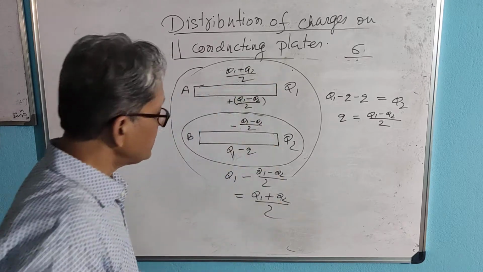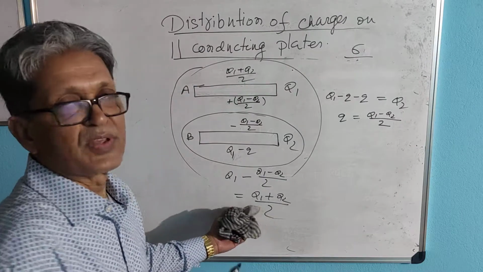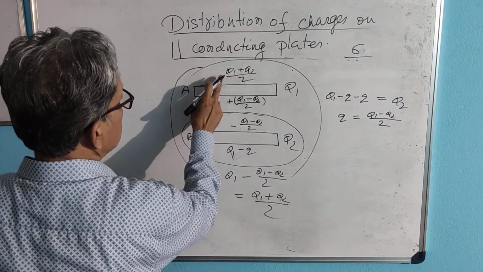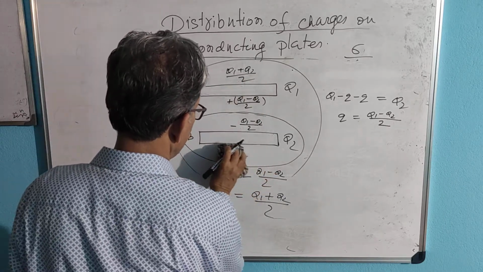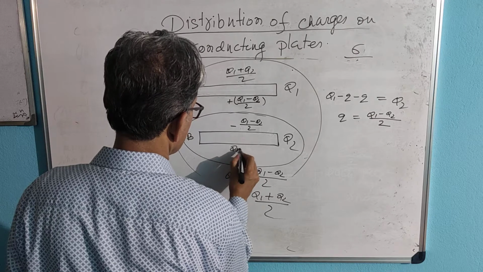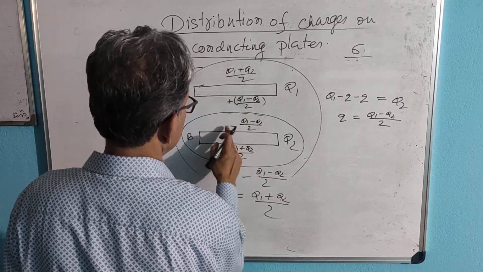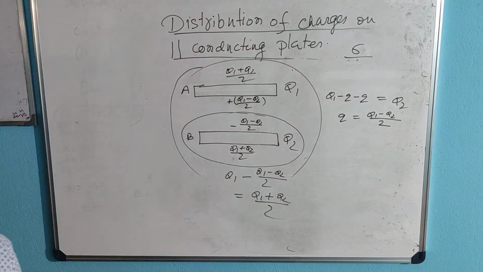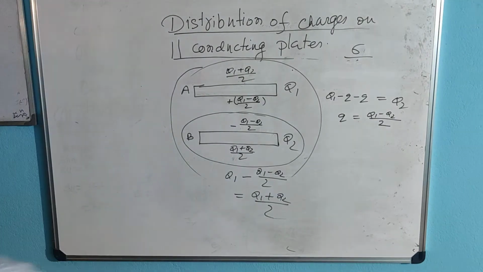In very quick time, I got the answer. Okay. This plate has Q1 plus Q2 by 2. This plate has Q1 plus Q2 by 2. This plate has Q1 minus Q2 by 2. This plate has Q1 minus Q2 by 2. I am giving you another same kind of problem for you to try.